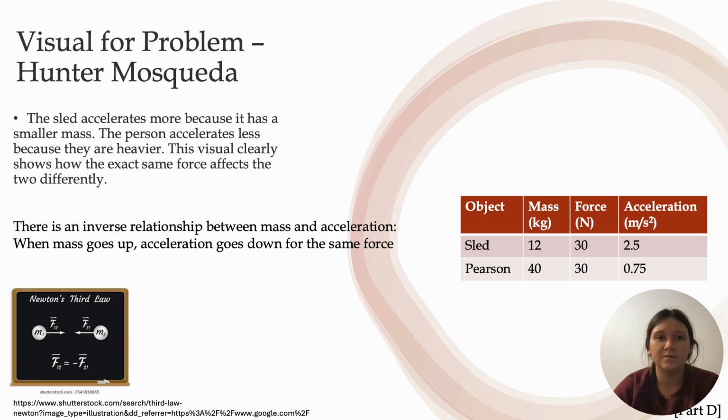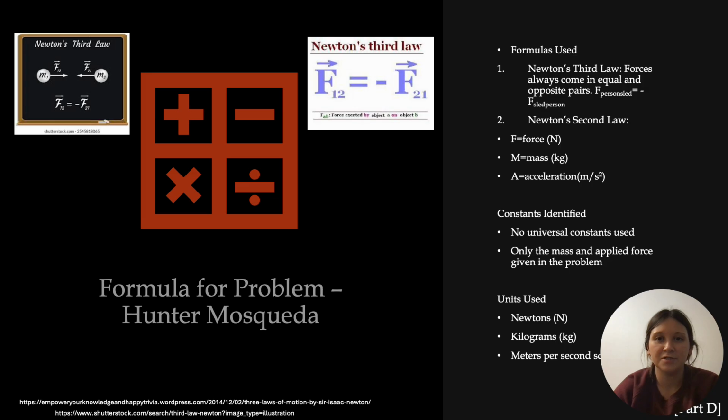The sled, being lighter, accelerates faster and the person accelerates slower. This visual helps show the inverse relationship between mass and acceleration when the force is the same. Here are the formulas I used to solve my problem.